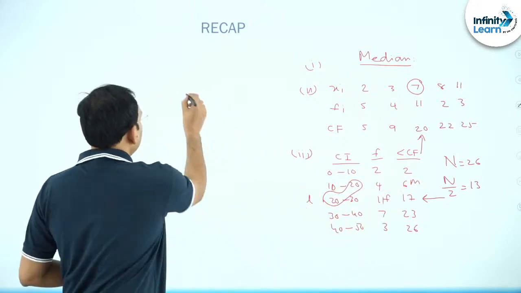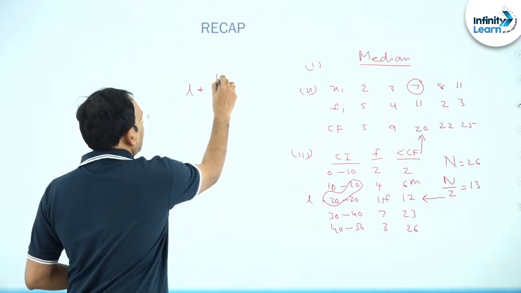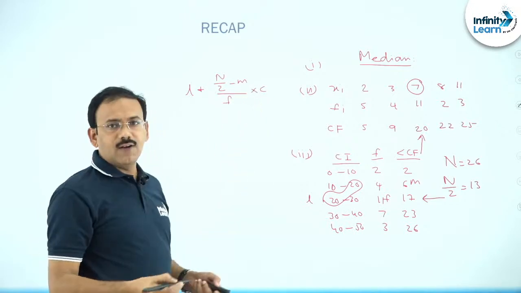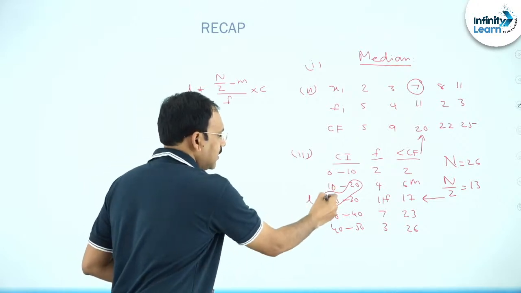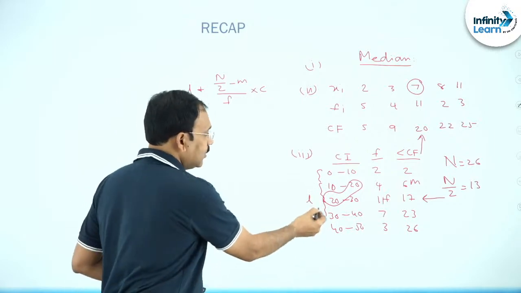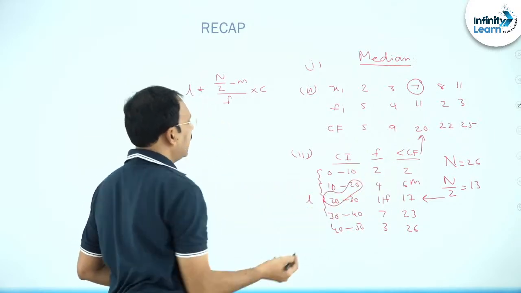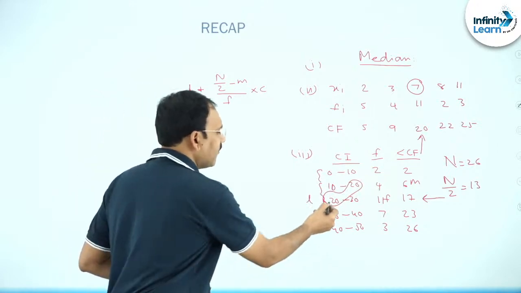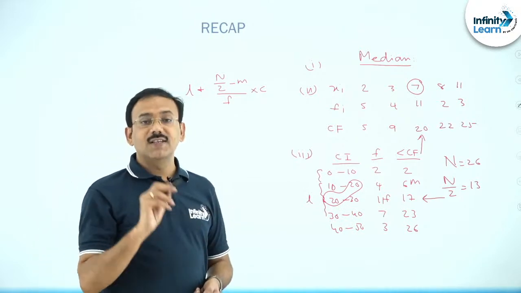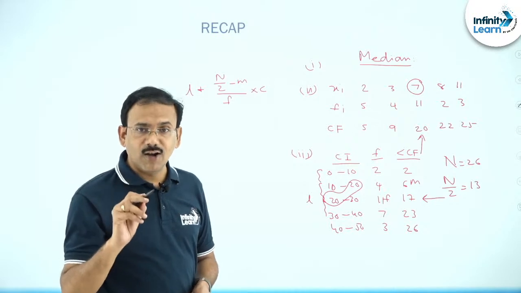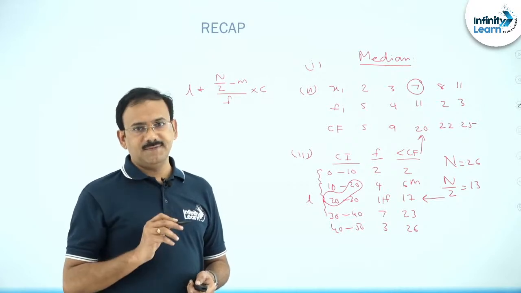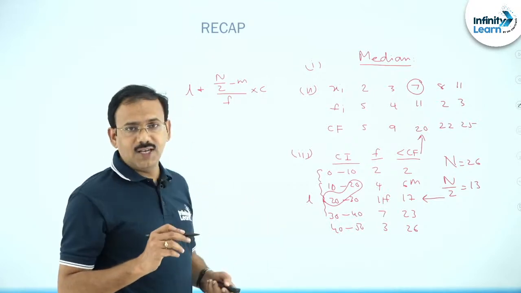Now the formula is L plus (n by 2 minus M) by F into C, where C is always the length of the class interval, that is 10 here. You know L, you know F, you know M, you know n by 2, and C, so you can substitute. The answer will definitely be between 20 and 30, that is all. This is also important because questions are given on continuous series also, right. So now you know how to find the median in all 3 cases.